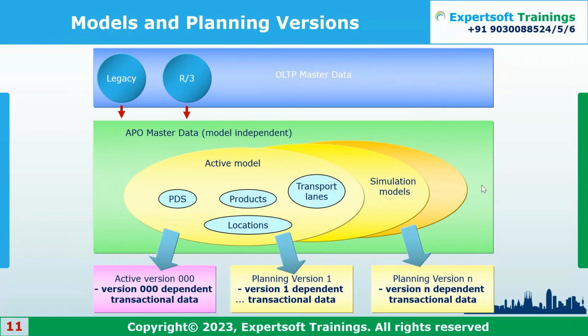For example, if you want to do some budgeting or long-term planning, you can create your own version and do your planning by trial and error. But in general, the active version 000 is used widely for all your real-time planning processes. As I told, the master data, for example products, location, and PPDS and other things, is stored in the active version, and if you want, you can copy this to your simulation version also.